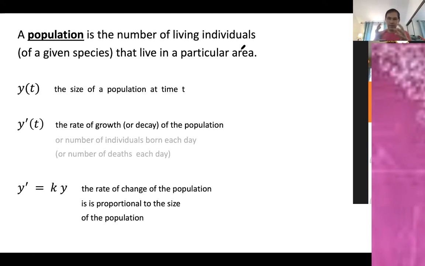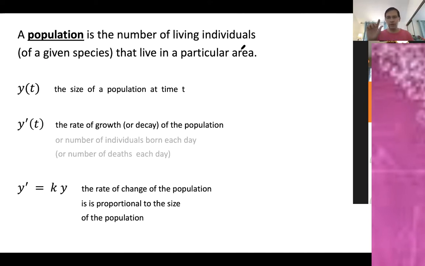If we have a population of some individuals, maybe people or bacteria or any population of any individual, then one principle that everything is going to be based on is that if the population is big initially, then the population will grow faster than when the population was very small.